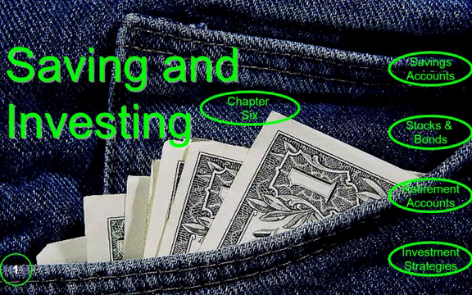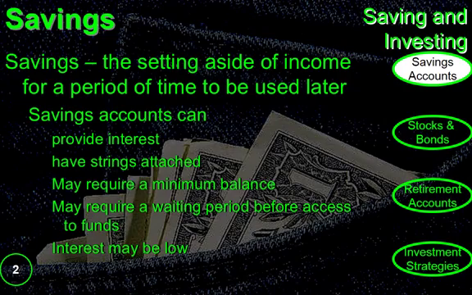This is Chapter 6, Saving and Investing, discussion number 1, savings. So you've gotten a pile of money for working, and you bought your necessities. You should probably save some money. So how do we save money in the United States?